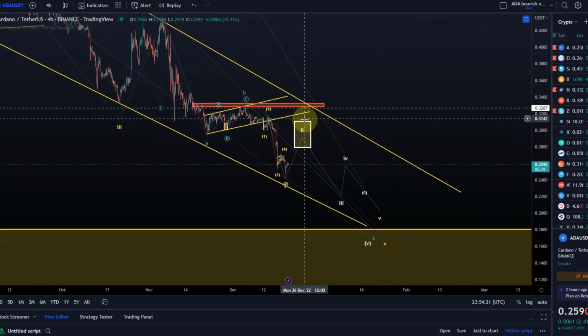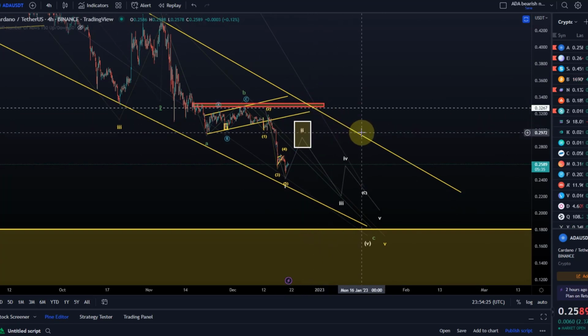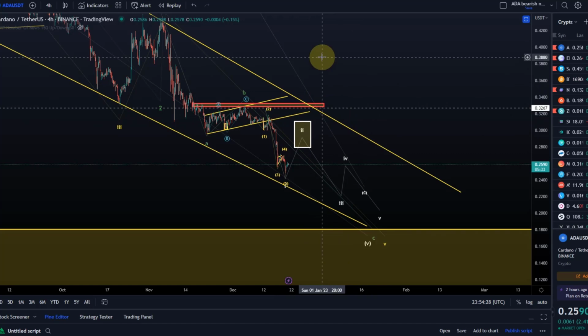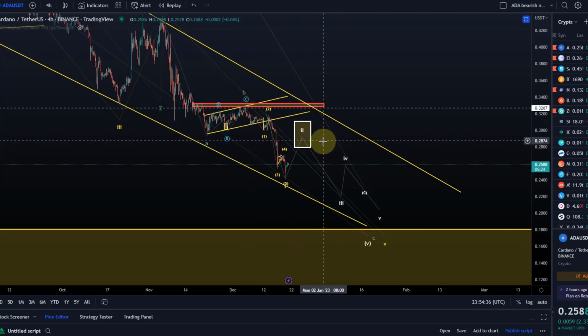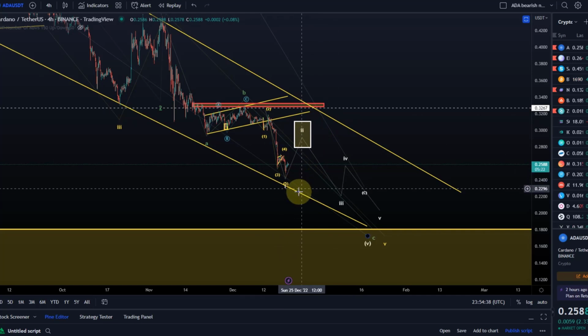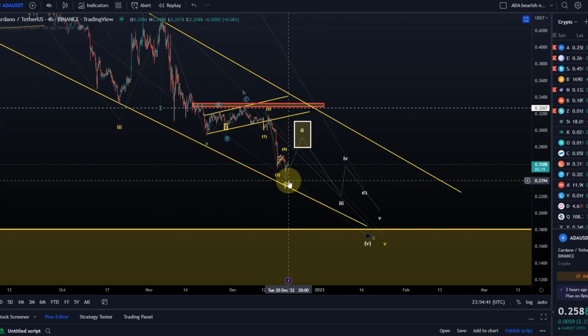But the first step would be a break above the white resistance area, then a break above the yellow channel, plus then a break above the red area, and only then we are still only at like 34 cents. So ADA has a lot of work to do on the way up, but at the moment the trend is still clearly down. We are in a descending channel. We're making lower lows, lower highs.